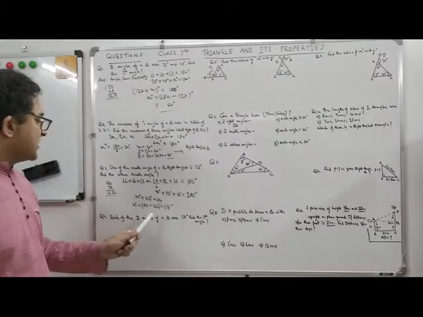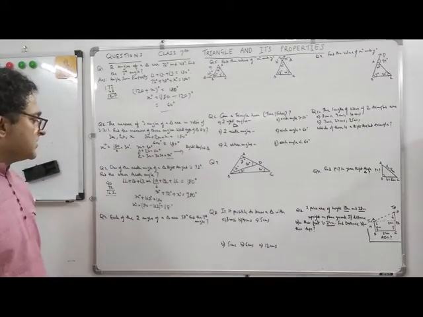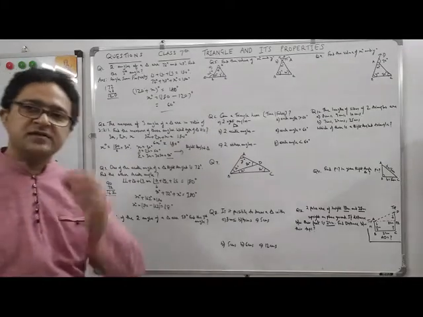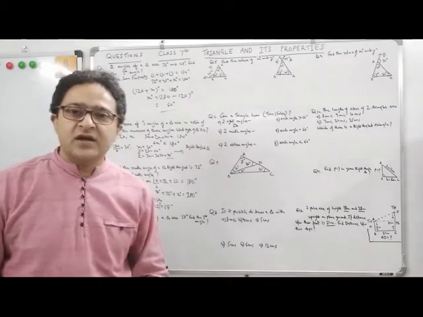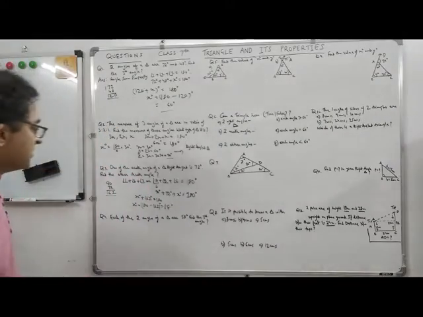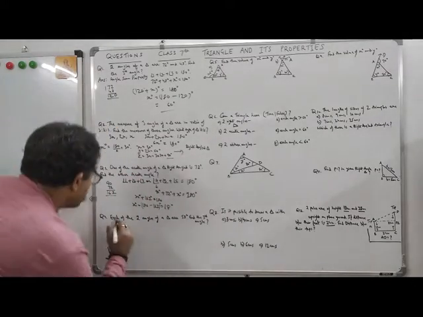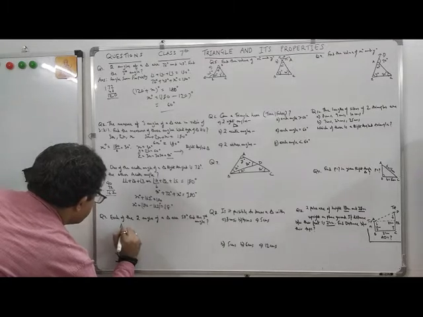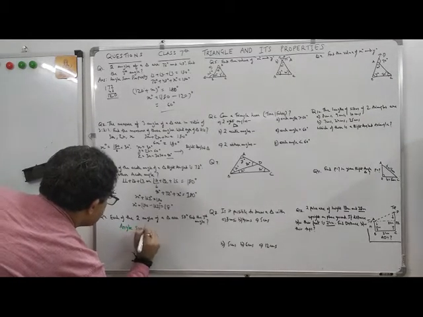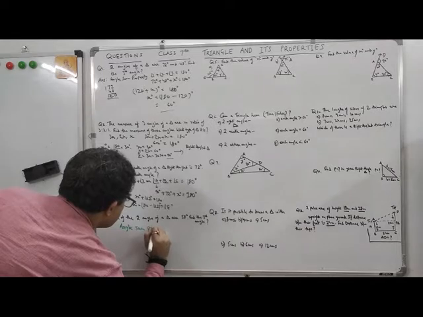Each of the two angles of a triangle are 58 degree. Find the third angle. So again, not difficult. Two angles are the same, 58 each, and the third angle has to be calculated. Again, the angle sum property.